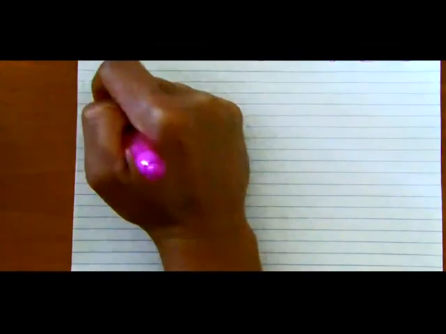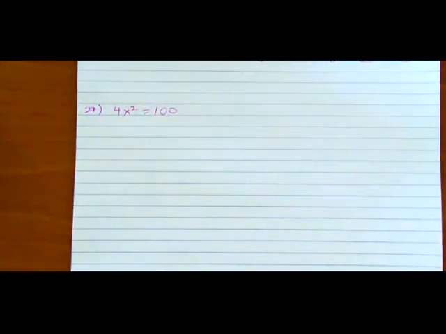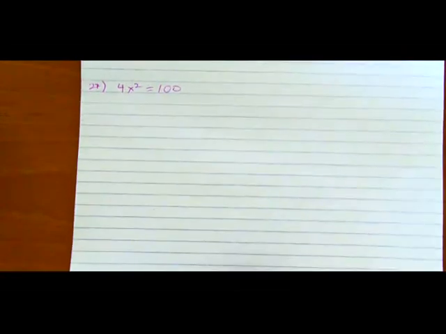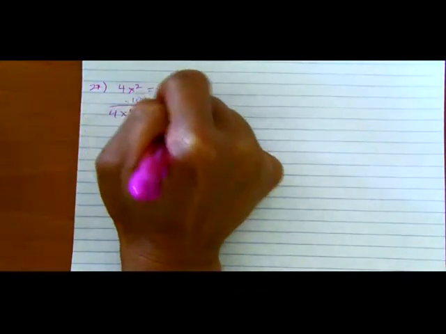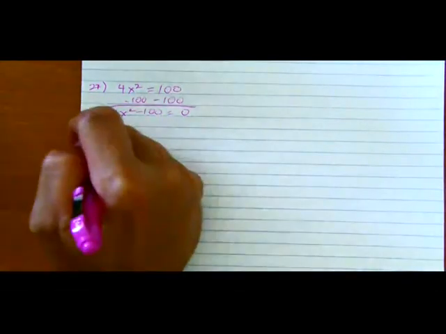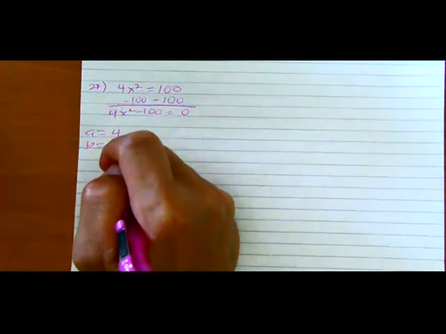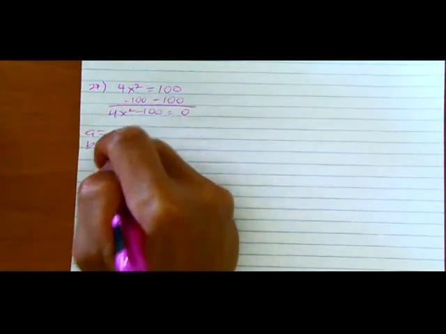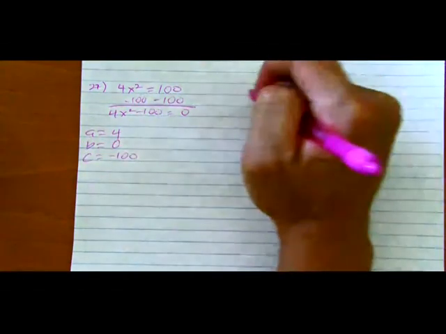Number 27. 4x to the second equals 100. Okay, so we need to get this in standard form first. Get a 0 on one side. Okay, a is 4. B, there's no x term, x squared, but not x. So the 0. C, negative 100.